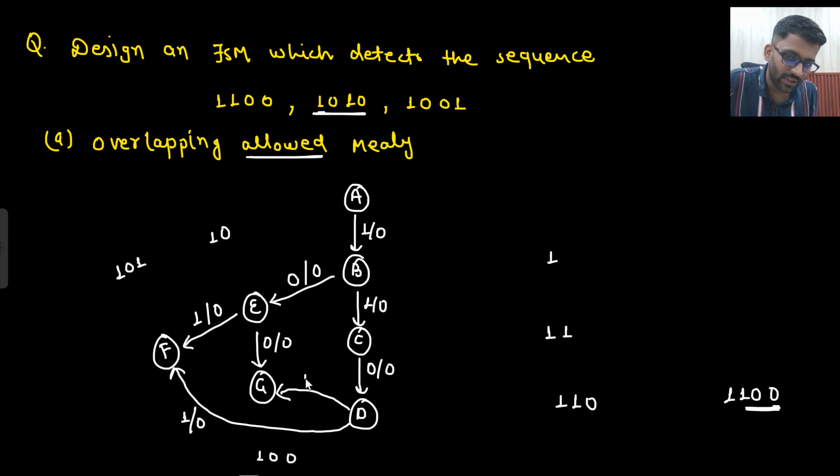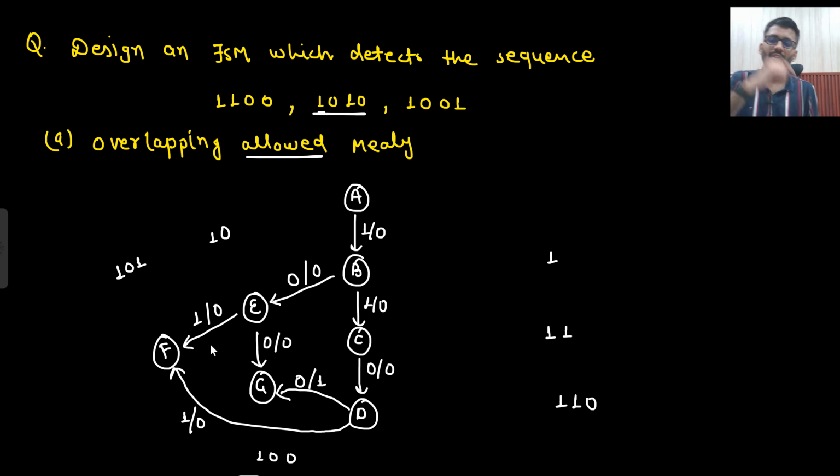So if applied input is 0 after 110, then my output will be 1. Sequence 1100 is detected, but I will go to the state G because G represents 100. This 100 can be useful for me. So that's the cycle for the first one, right?